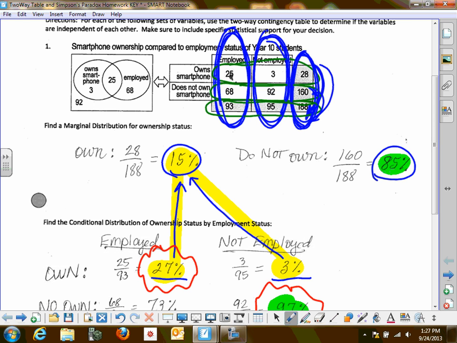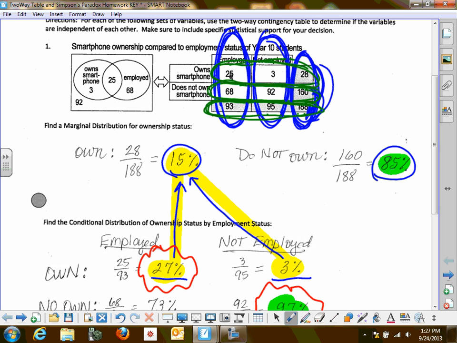Now, some people may have done that problem the other way. Did any of you go with this for your marginal, 93 over 188 and then 95? Did you go that direction? If you go that direction with your marginal, then what has to happen with your conditionals? They go sideways just the same.